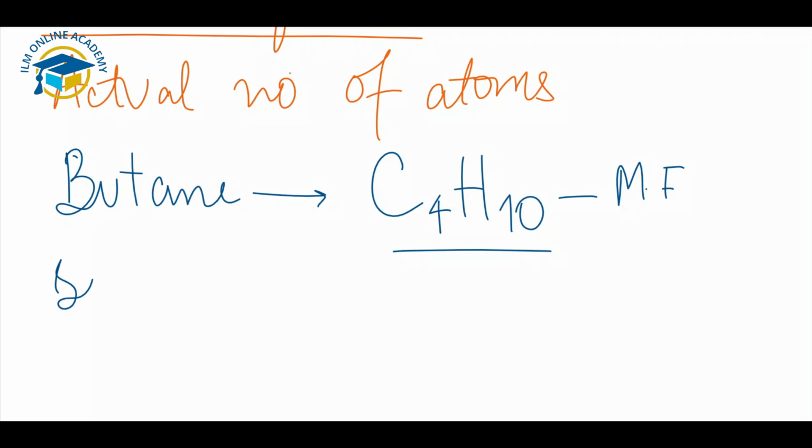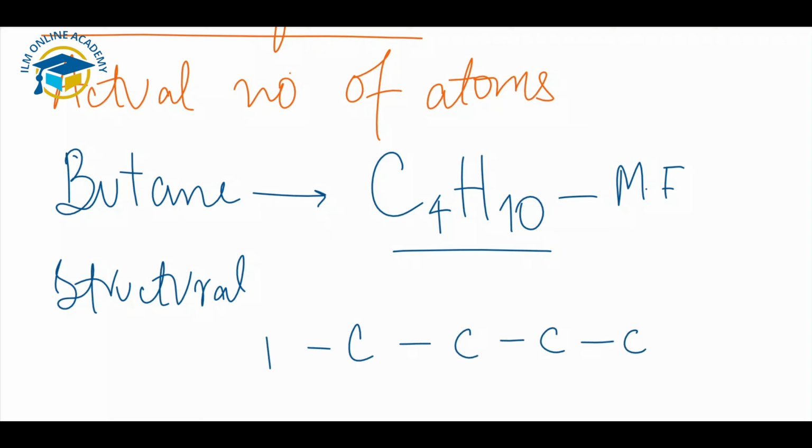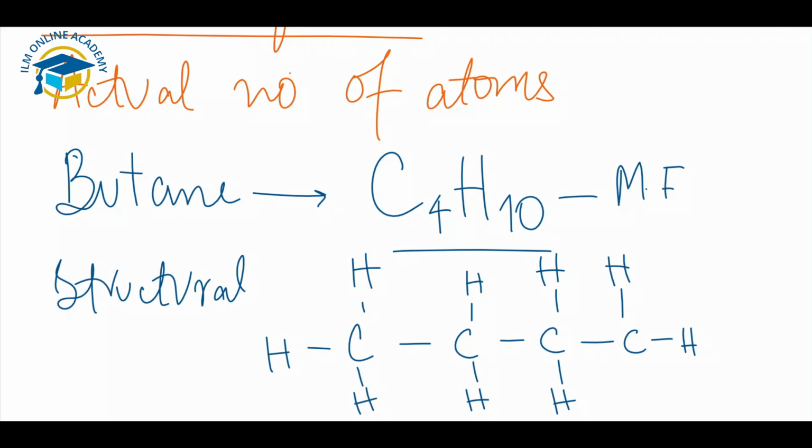If we talk about the structural formula, then the structural formula of butane will be carbon, 4 carbon atoms and 10 hydrogen atoms are present there. So this is the structural formula for butane. This is the molecular formula for butane.